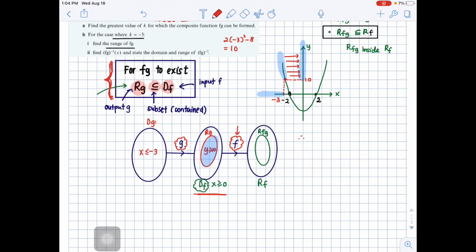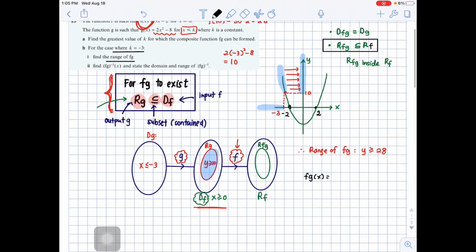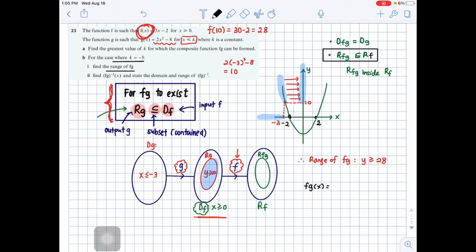Therefore, range of the composite function Fg, you can write it as y more or equal to 28. Now the next one, we got to find the inverse function for the composite. So what is Fgx? Take the G and you substitute inside.